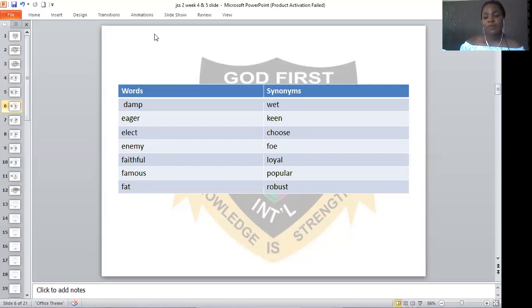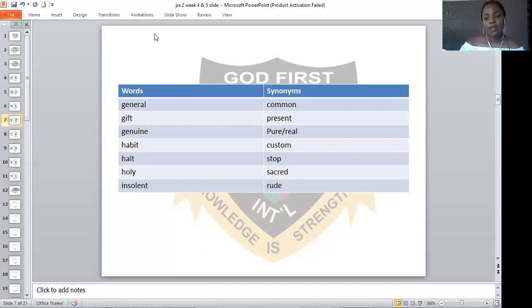Faithful. This person is very faithful to me. This person is a very loyal person to me. So the synonym for faithful is loyal. The next word we have is famous. The celebrity is a very famous person. That means the person is very popular. So the synonym for the word famous is popular. Fat. That's a very fat woman. The synonym for fat is robust.